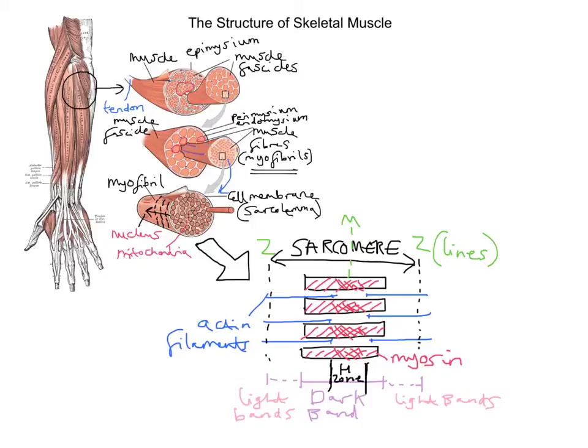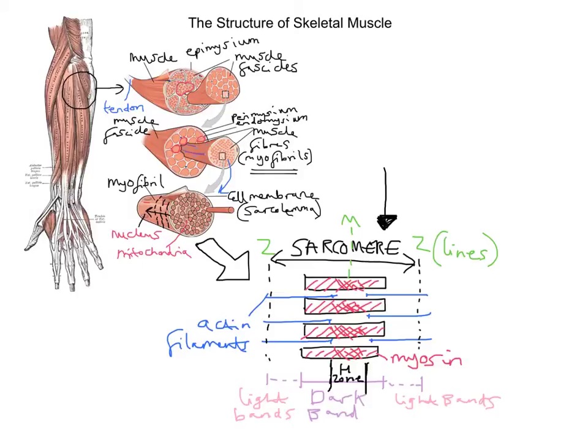So a cross-section just within that light band, we'd only be able to see actin filaments. If you were to do a cross-section in the H zone, you'd only see the myosin filaments. And if you were to do a cross-section at the end of the dark band, for example, so I'm talking about this sort of region, say there, then you'd be able to see in cross-section the myosin and the actin filaments together.